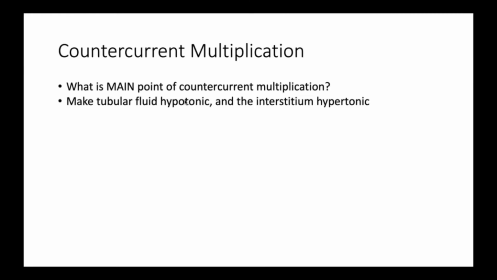If all you guys remember about countercurrent multiplication in the loop of Henle is that the tubular fluid becomes hypotonic and the interstitium is hypertonic, honestly, that's pretty much all you really need to understand to answer most Step 1 or Step 2 questions. Okay, so this is critical.